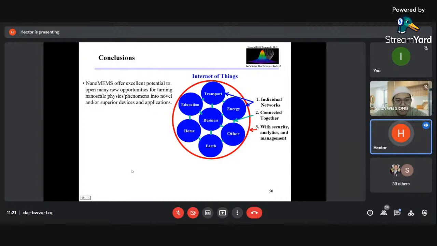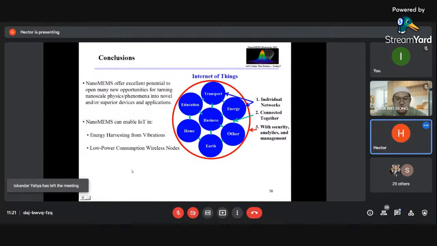So in conclusion, NanoMEMS offers excellent potential to open many new opportunities for turning nanoscale physics or phenomena into novel and or superior devices and applications. And NanoMEMS can enable the Internet of Things in a number of areas. We have only shown two, namely energy harvesting from vibrations that help power remote sensors and actuators, and low power consumption electronics to enable wireless nodes. Thank you for your attention.